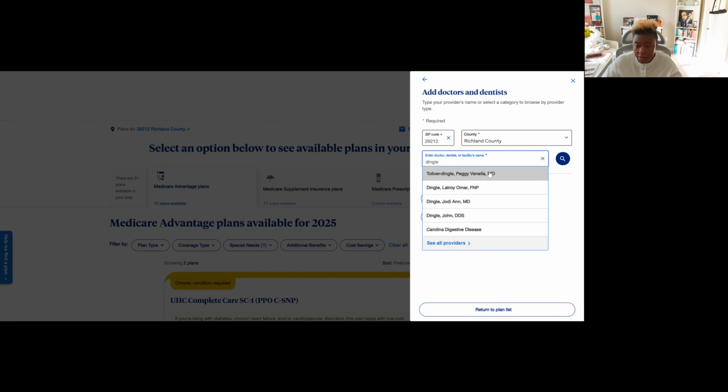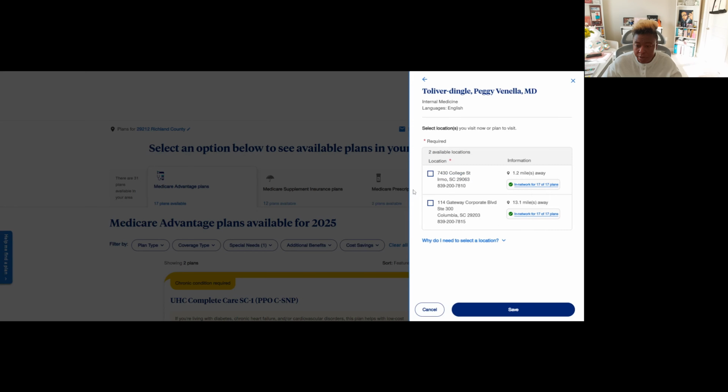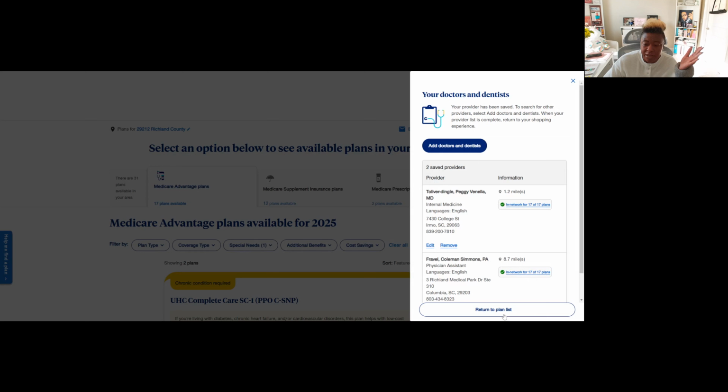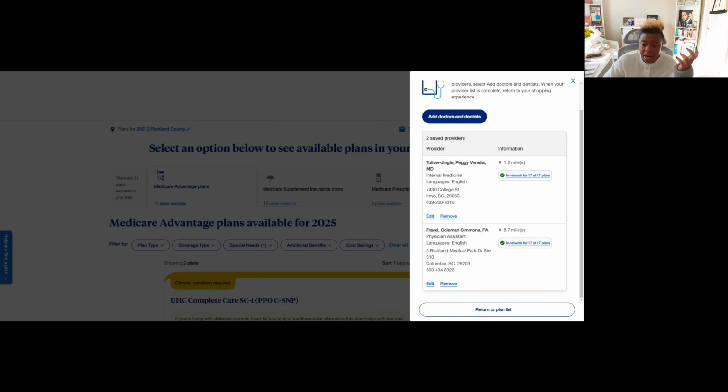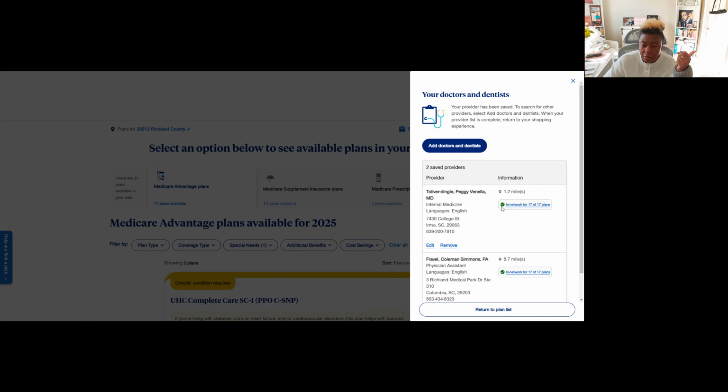And there we go. So you would pick the people. If you type in a physician name and it doesn't come up, it's more than likely they're not in the network. But what you're looking for is to make sure that they are in network. Okay. And so that is what we're looking for here.